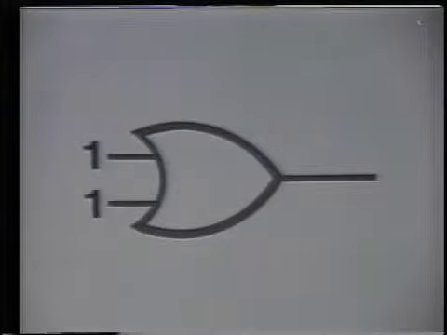This is a 2-input OR gate, and on the left edge of the OR gate, we have all 1s applied. We said if any one or more inputs are a 1, the output will be a 1. In this case, all the inputs are 1s, so the output must be a 1. Let's take one more example. Let's put a 1 and a 0 on the input to the OR gate. Here again our statement was that if any one or more input is a 1, the output will be a 1. Well, obviously we have a 1 input, so the output must be a 1.